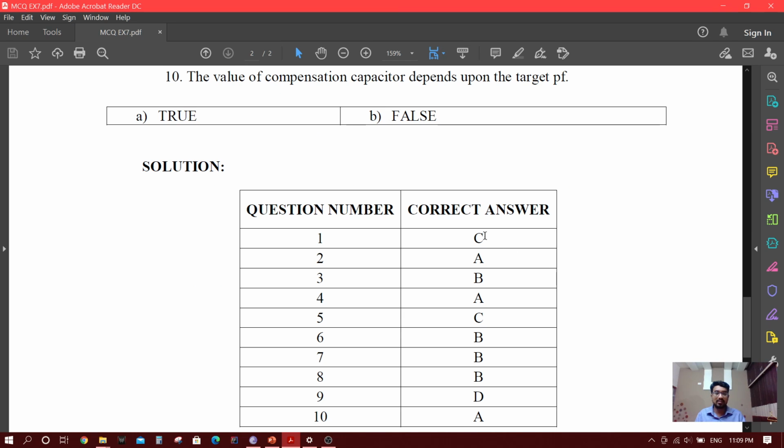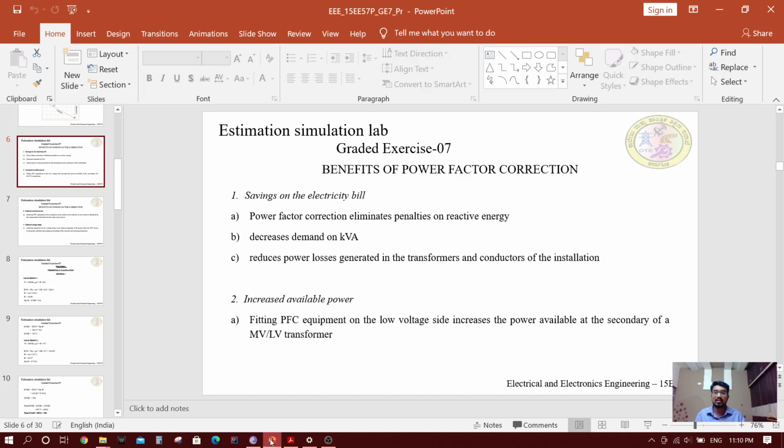This table gives the correct answer for all the MCQ questions which we saw earlier. Now the major takeaway from this exercise is understanding the benefit of power factor correction. With power factor correction we can save on the electricity bill by eliminating the penalties which we may have to pay if we are drawing power at a very low power factor, say 0.6 or 0.7 lagging. Then our electricity supplier may put some penalty upon us that can be eliminated by improving the power factor.